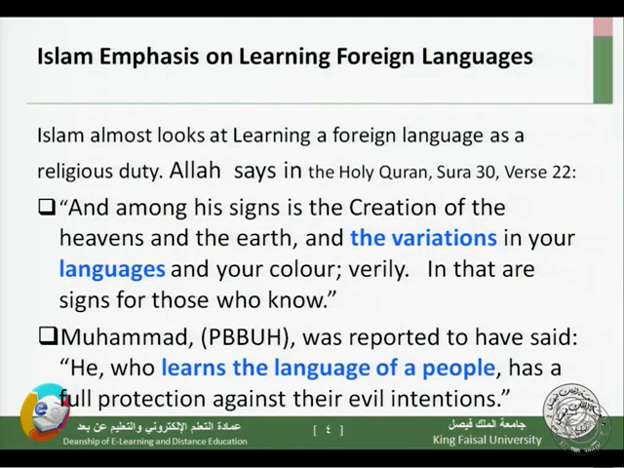So this is just, very briefly, an example of Islam's emphasis on learning a foreign language. I'm sure some of you might have more examples or better examples than those from the Quran and from the Sunnah. There are probably some other verses or some other hadiths which prove this point. So I leave it to you to do your research.